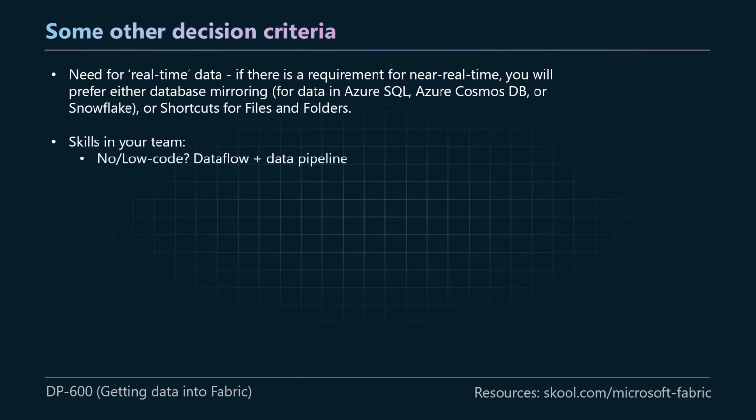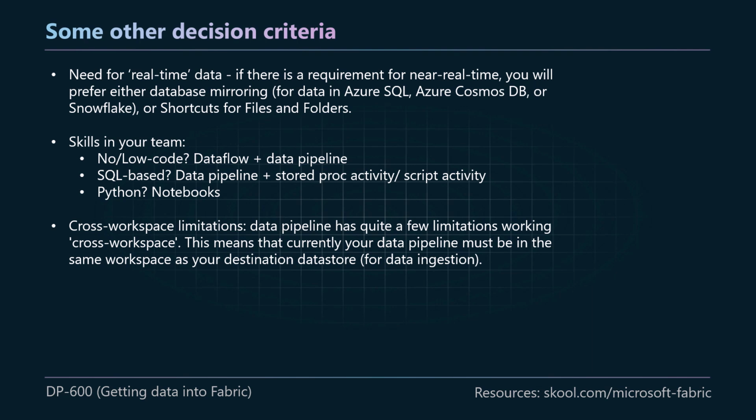We talked about the skills in the team. So if you've got predominantly no and low code users, then the data flow and the data pipeline. If you've got predominantly SQL based, then you can use the data pipeline and the stored procedure activity or script activity, and we'll look at some of that in the next lesson. We'll be talking more about stored procedures and that kind of thing. But it is possible to use, for example, the copy into statement for ingesting data from files like Parquet files or from CSV files into a data warehouse. And if you've got Python or Scala skills, then you can be using notebooks.